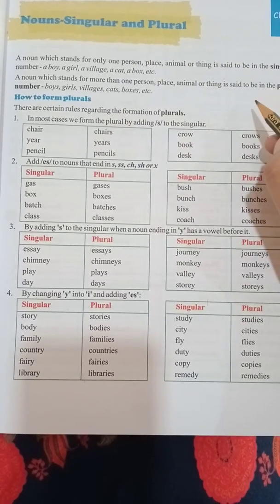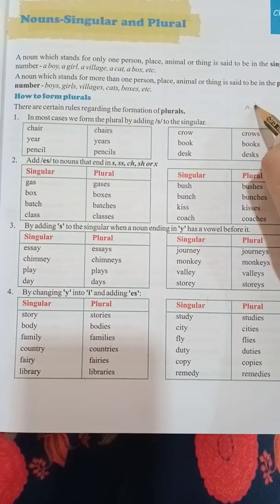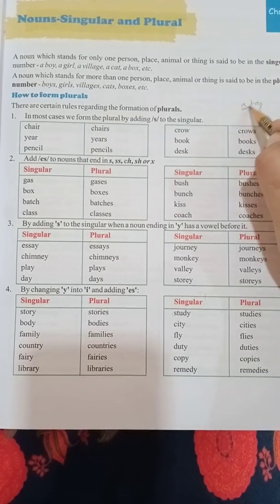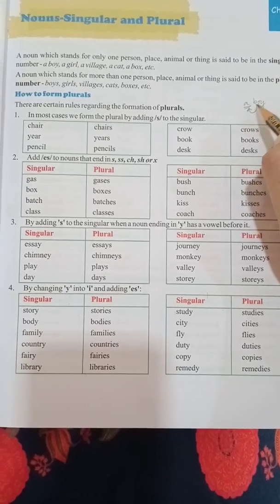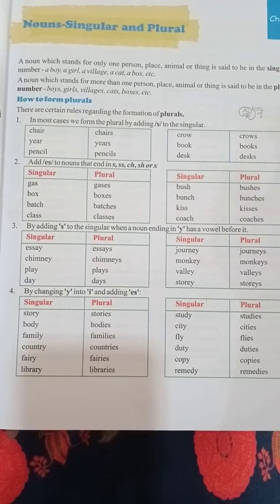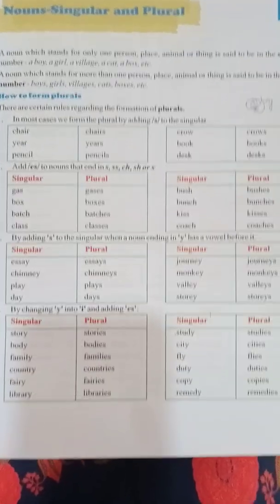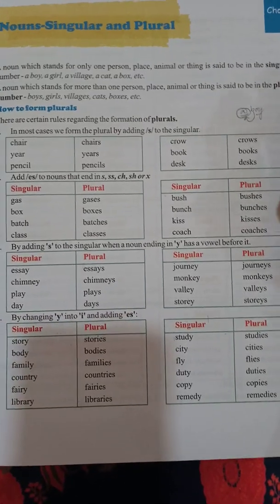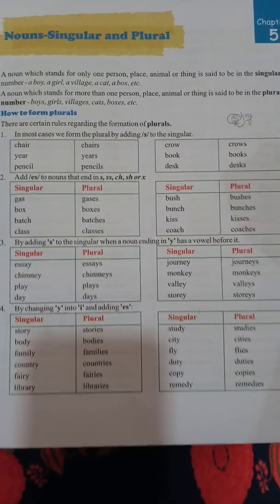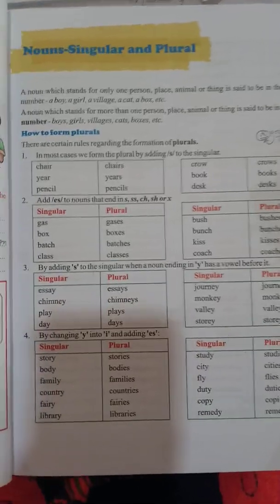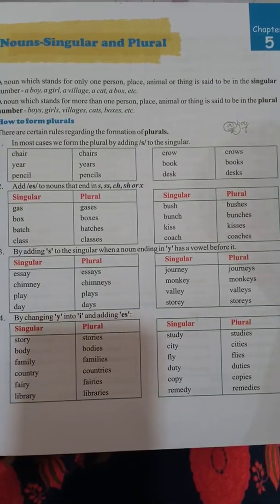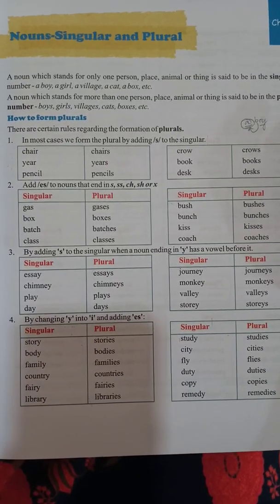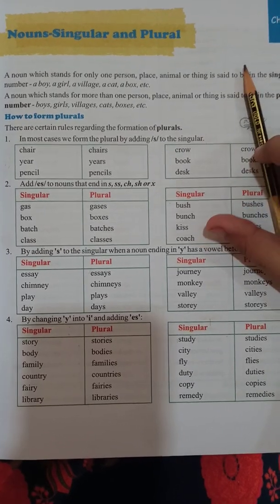Also, if I am saying a boy, here the a which I am adding before the word boy, which is a noun, tells us that the noun is singular. Okay, a village, a cat, a girl, etc. And the nouns which stand for more than one person, place, animal or thing are said to be plural nouns, or plural in number, like boys, girls, villages, pencils.